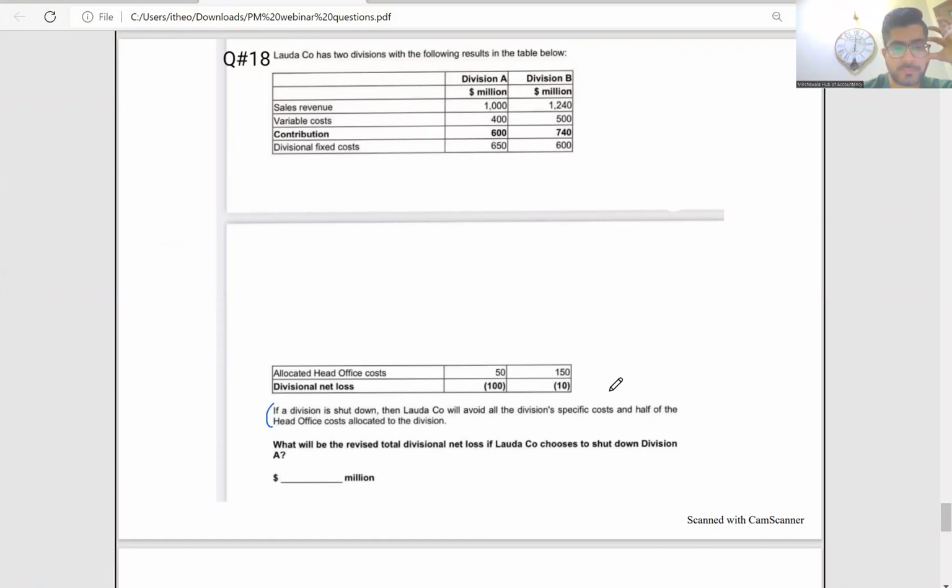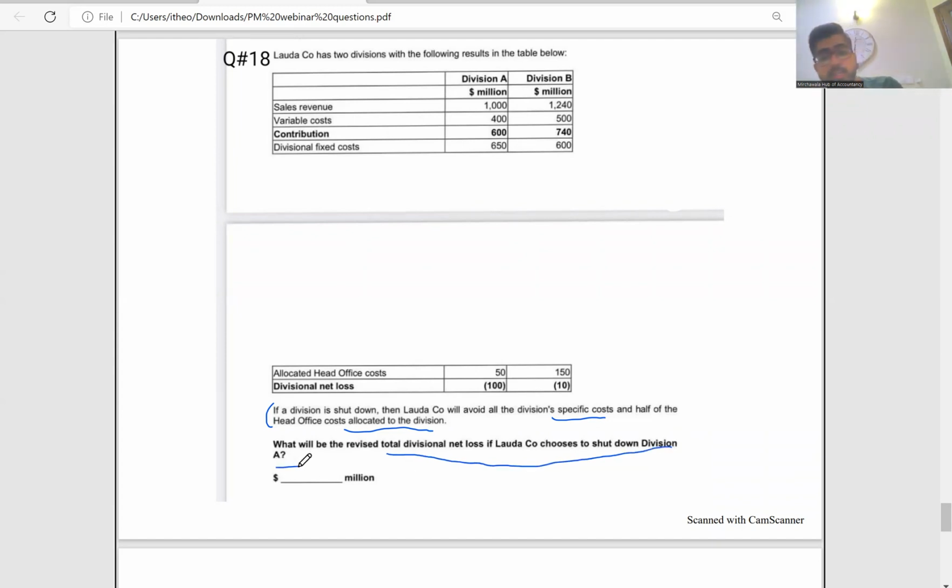Now see the statement. If a division is shut down, LODA will avoid all division specific costs and half of the head office costs allocated to the division. This is the policy that if a division is shut down, LODA will avoid all division specific costs and half of head office allocated costs. What would be the revised total divisional net loss if LODA chooses to shut down division A?